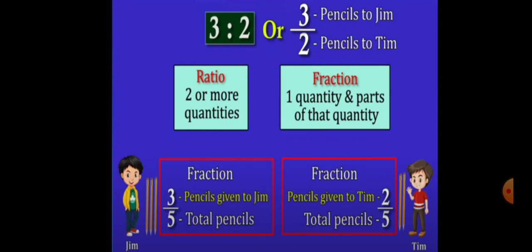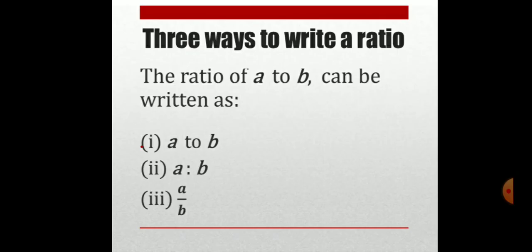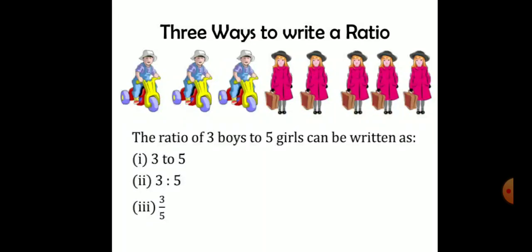Now let us see the definition of the term ratio. The ratio of two non-zero numbers A and B is the fraction A by B, and we read it as A:B. In the ratio A:B, we call A the first term or antecedent and B the second term or consequent. So we can write the ratio in three ways: A:B, A to B and A by B. Let us see the same with an example. Here you have 3 boys and 5 girls. How to write this as a ratio? We can write it as 3:5, 3 to 5 and 3 by 5.